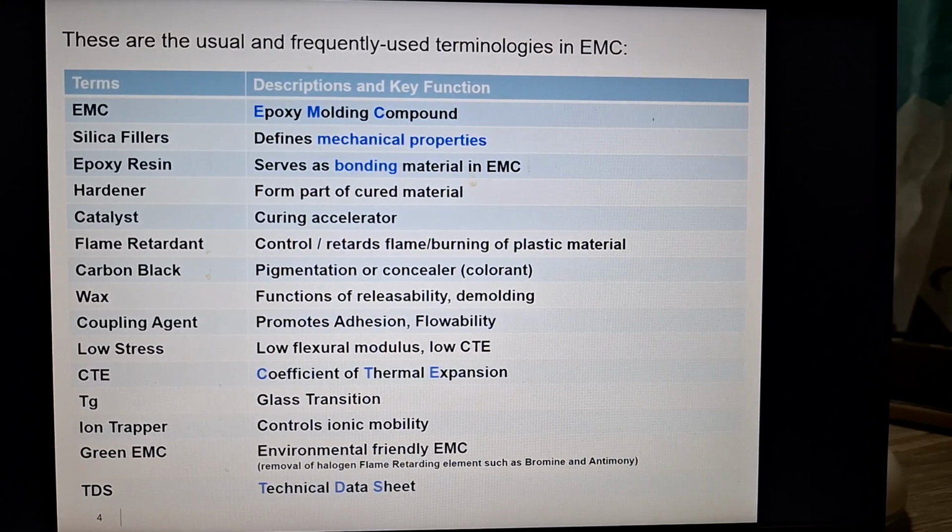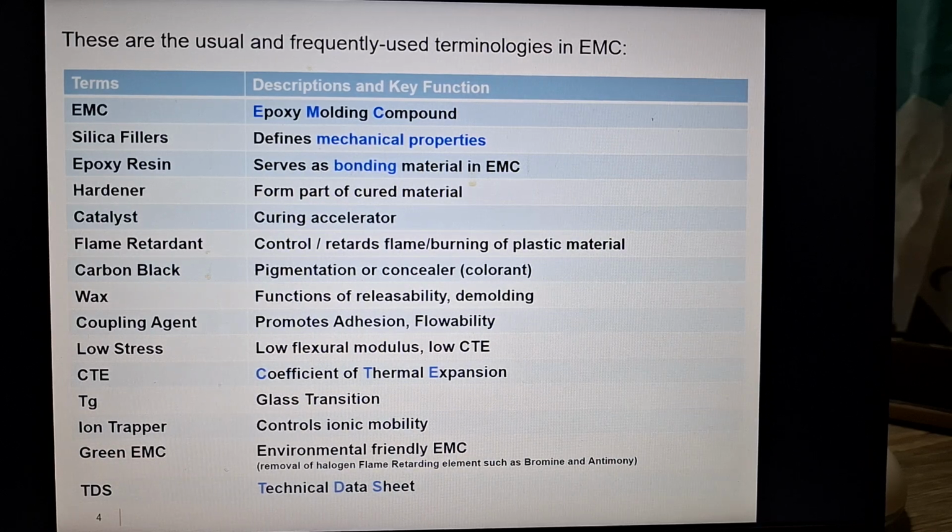Okay, guys, sorry for taking so long, and this is part two of my lecture about the semiconductor materials, which is called EMC or epoxy molding compound. From part one, we have discussed the very basic information, and then I cited this page to discuss the common terms or frequently used terminologies in the technology material, which is called EMC or epoxy molding compound.